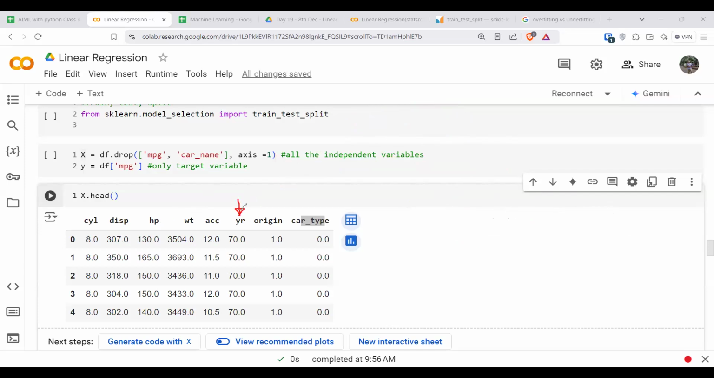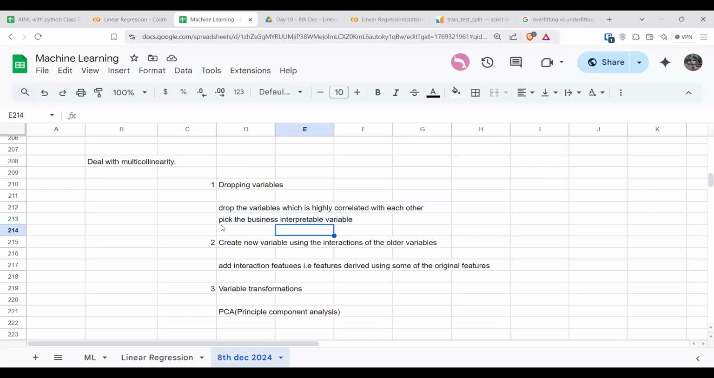So you can remove that, but it's totally dependent upon the expertise that the user has when it comes to the business problem statement, right? So depending upon the data set, you need to spend some time analyzing which variable is important. If I drop that, will there be any loss of information of the data, and then you can go ahead with dropping that particular variable. So that's what picking up the business interpretable variable means, right?